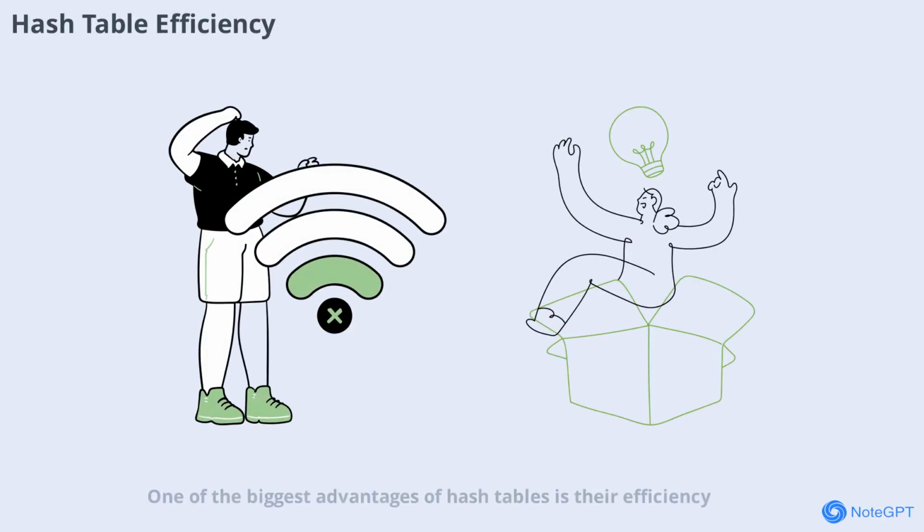One of the biggest advantages of hash tables is their efficiency. Most operations like insertion, deletion, and search can be done in constant time, meaning the speed doesn't depend on how much data you have. This makes hash tables perfect for applications where speed is critical. However, efficiency depends on a good hash function and proper handling of collisions. With the right setup, hash tables can handle massive amounts of data with ease.